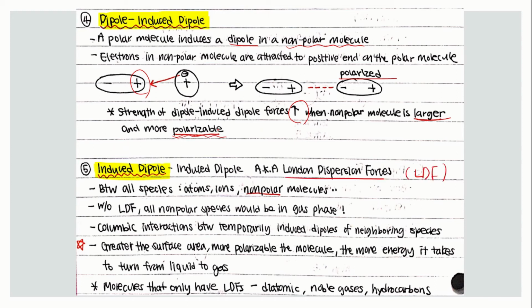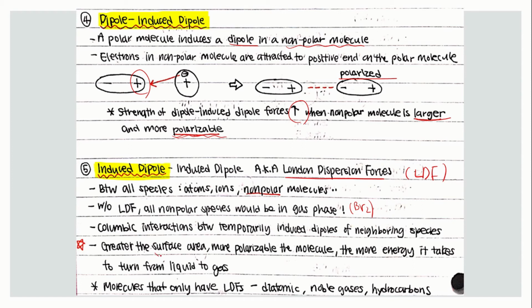The last type of IMF is induced dipole-induced dipole, aka London dispersion forces. It is also known as LDF, and it occurs between all species, so atoms, ions, or nonpolar molecules. Without the LDF, all nonpolar species would be in gas phase when some are not. Actually, Br2 is a nonpolar molecule, but it is in liquid phase at room temperature because LDF exists and there are forces of attraction between molecules.